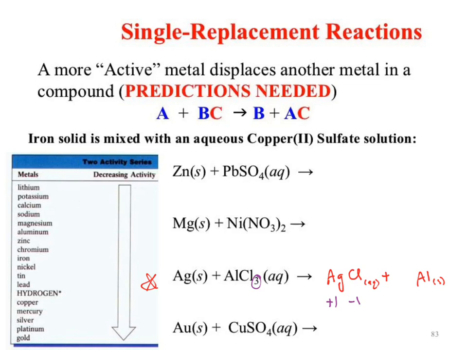It's not balanced. Thank you for pointing that out. How do we fix that? I need 3 chlorides to balance that out, which then means I have 3 silvers. The aluminum's balanced. Yes, I did that very quickly. You should be that fast. Should this reaction occur?